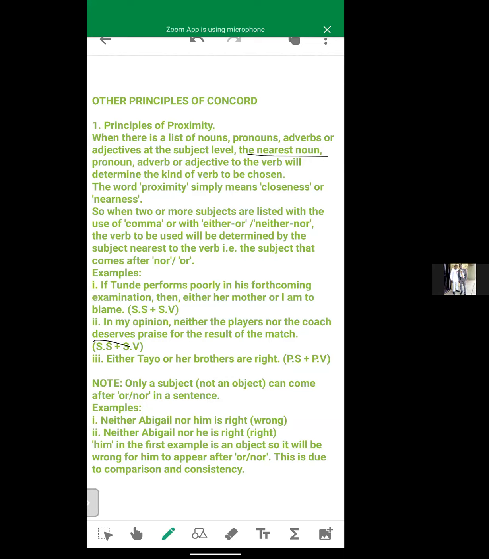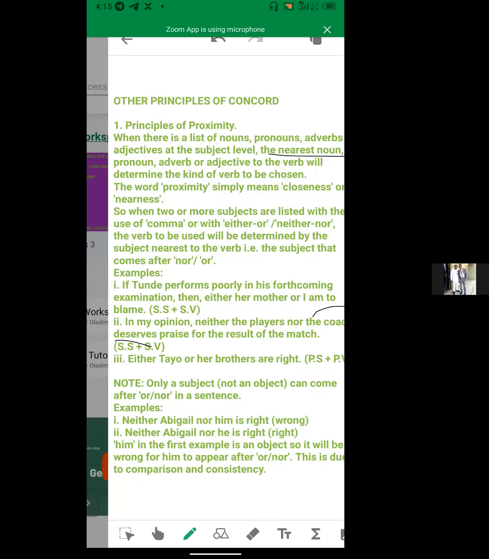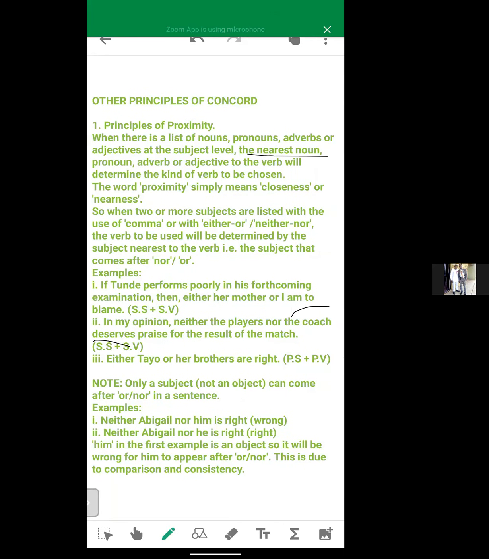So applying this principle of proximity, the nearest subject to the verb, to this space here, is the coach, which is singular. So the nearest noun there is the coach, which is singular in nature. And as such, you must pick a corresponding singular verb to match that sentence. So that is why deserves is chosen there. Also, example three, either Tayo or our brothers are right. Our brothers is the nearest subject to the verb are here. So that is why are, that's a plural verb, is chosen for that sentence. So that is the application of the principle of proximity.